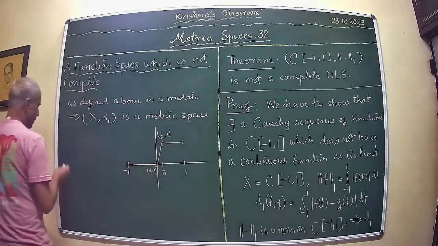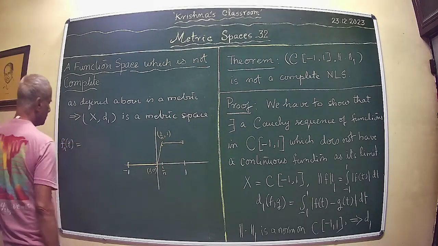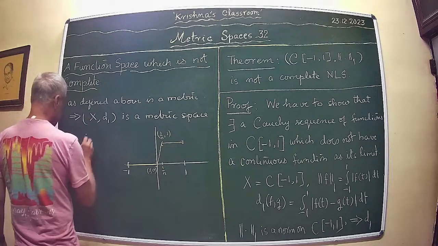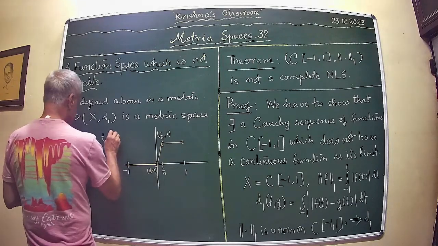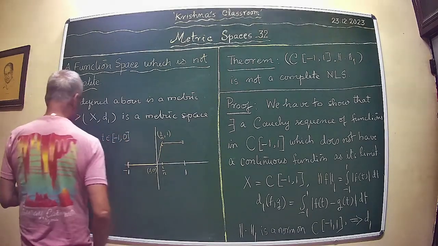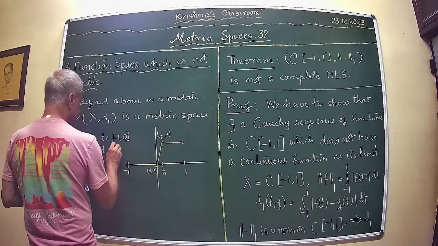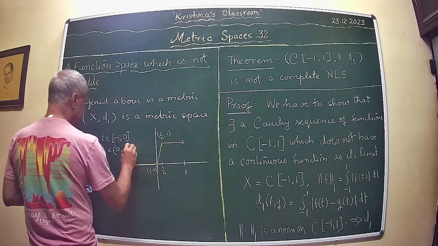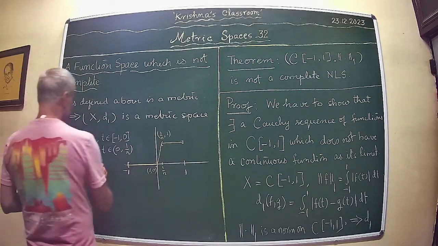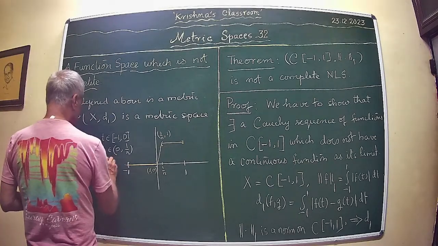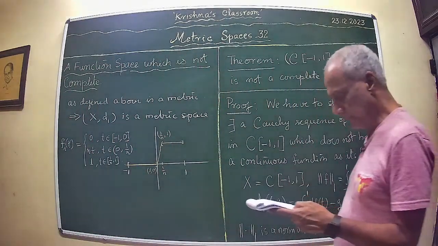So let us define this function. The function is defined as f_n(t) equal to 0 for t belonging to [-1,0], and equal to nt for t belonging to [0,1/n], and equal to 1 for t belonging to [1/n,1]. That's our definition of the function.